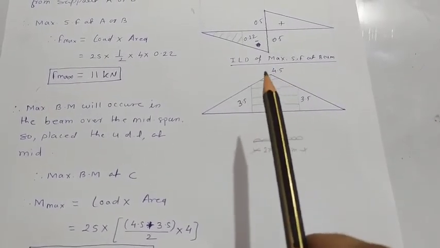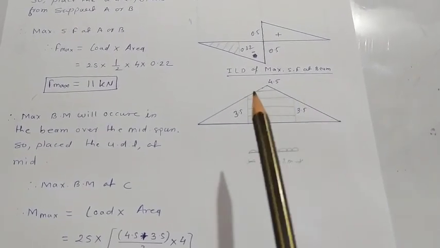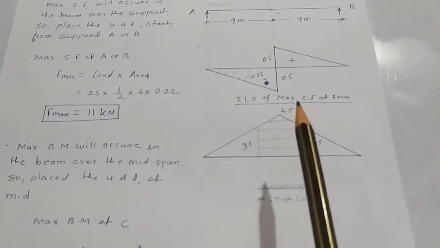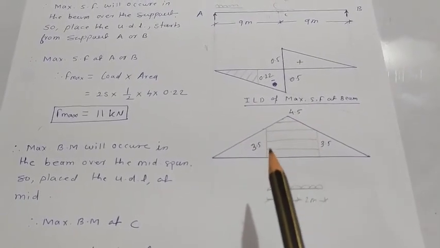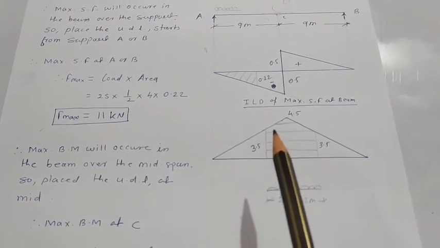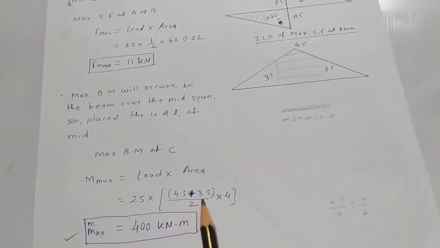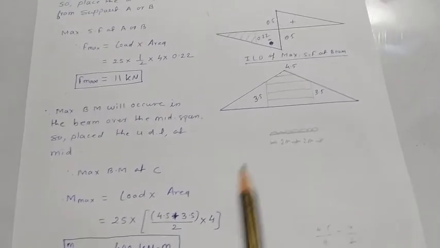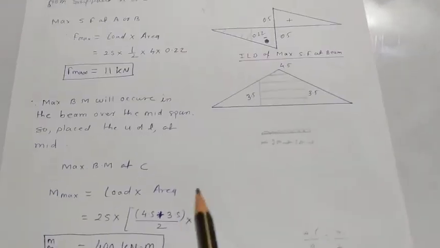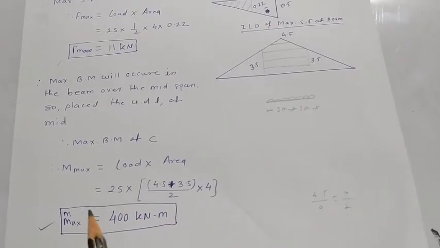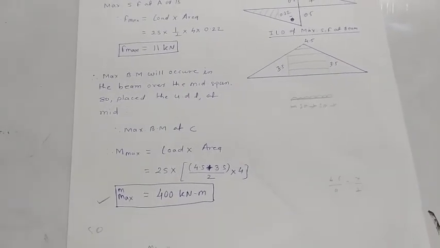So this ordinate can be calculated by AB by L. Our A is 9, B is 9, L is 18. Okay. From this one you can get 4.5, and with respect to this one you can calculate this value. Okay. So this one is (4.5 plus 3.5) by 2 multiplied by 4. What is 4? 4 is the base of the UDL. This is 4 meter. Okay. Multiplied by load. You will get the maximum bending moment at the mid. Okay. So thank you.